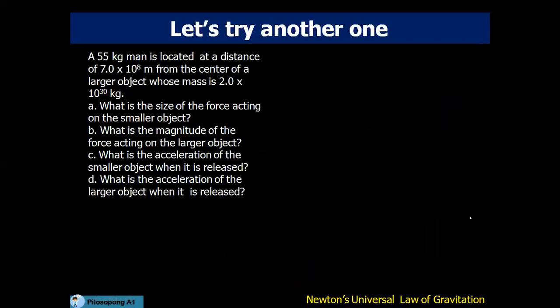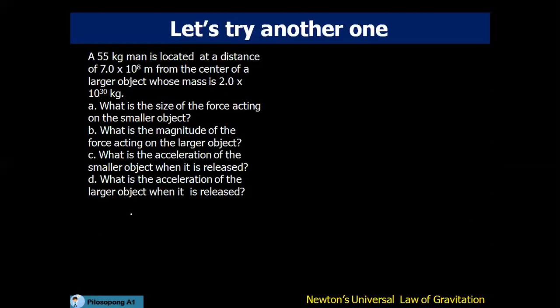Let's have our third example. We have a 55 kilogram man located at a distance of 7.0 times 10 raised to 8 meters from the center of a larger object whose mass is 2.0 times 10 raised to 30 kilograms. What is the size of the force acting on the smaller object? What is the magnitude of the force acting on the larger object? What is the acceleration of the smaller object when it is released? And what is the acceleration of the larger object when it is released? So we need to look for four required variables.